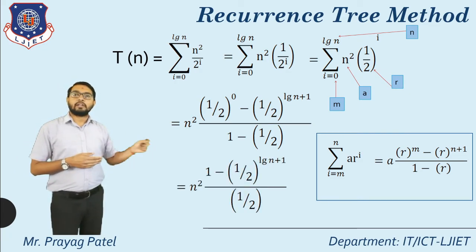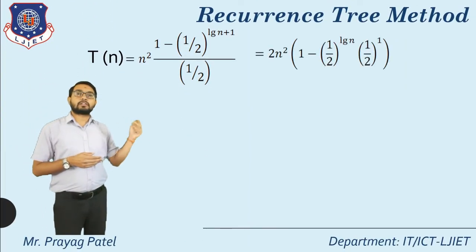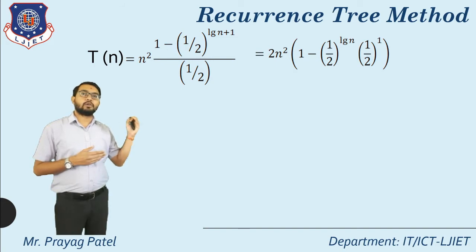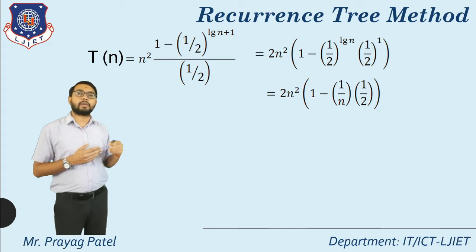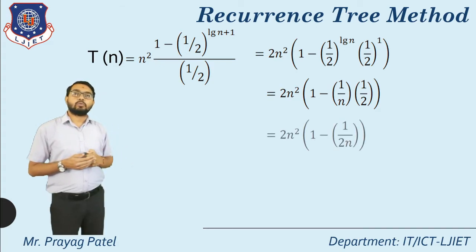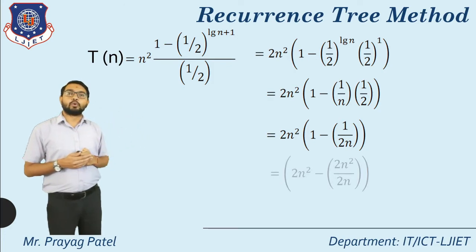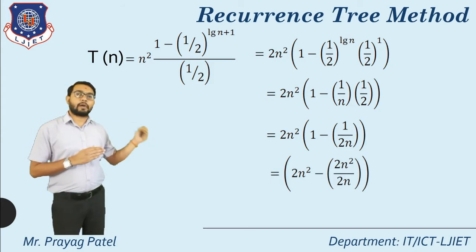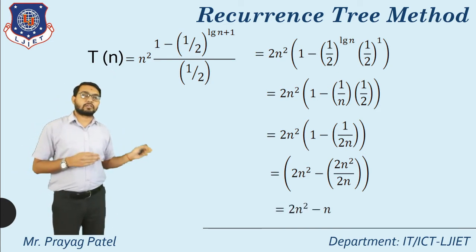Now solve this equation. The next step is n square times 1 minus 1 by 2 raised to log n plus 1, divided by 1 by 2. Now the next step is 2n square times 1 minus 1 by 2 raised to log n into 1 by 2 raised to 1. Then the next step is 2n square times 1 minus 1 upon n into 1 by 2. So next it is 2n square times 1 minus 1 upon 2n. For the final complexity, we multiply the outer element into the inner part. Then 2n square minus 2n square divided by 2n. So the final step is 2n square minus n.